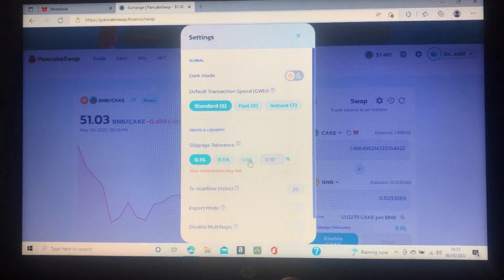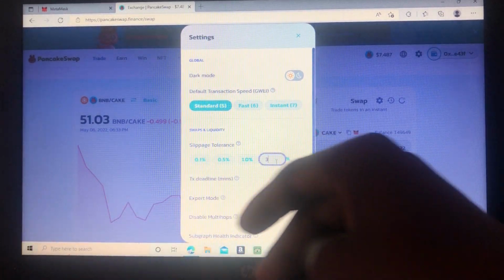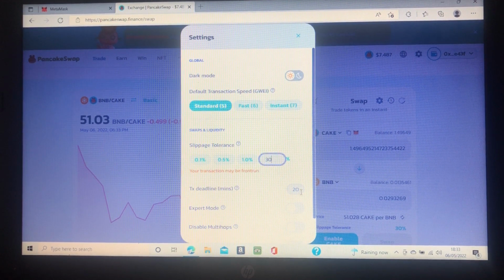If you put 1, yeah. Then how about we put like 30? Front run, so it may not succeed. More like transaction deadline here 20 minutes. It may not even reach up to 2 minutes. Binance blockchain is quite fast.